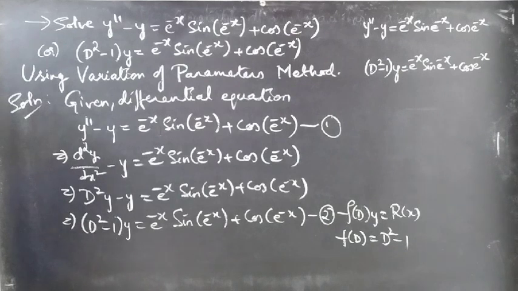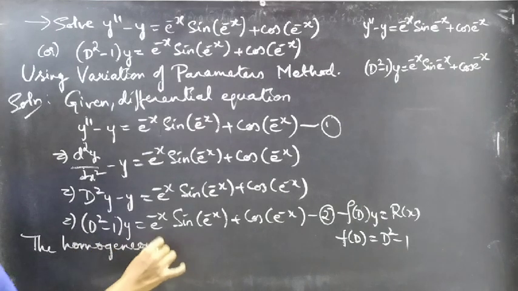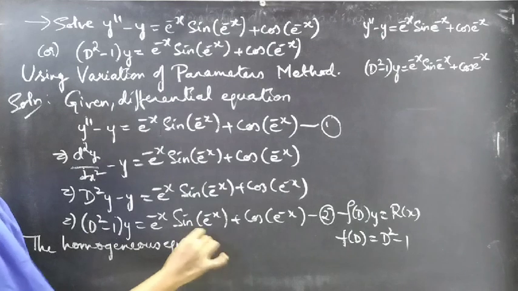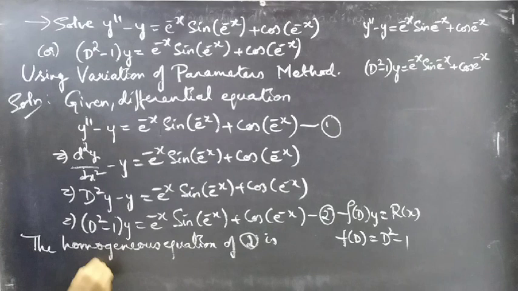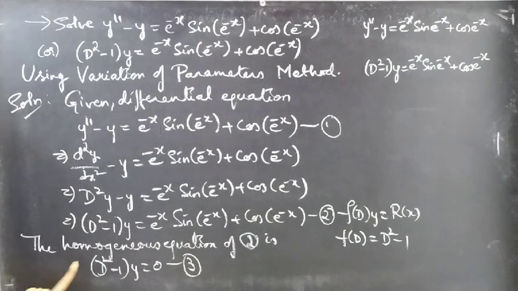Let's now write the homogeneous equation of equation 2. The homogeneous equation of 2 is d square minus 1 into y equal to 0. Consider as equation number 3. Now, we'll find the solution to the homogeneous equation using the auxiliary equation, and later using the solution of homogeneous equation, we'll find the general solution to our problem. Right? Now coming to the auxiliary equation.